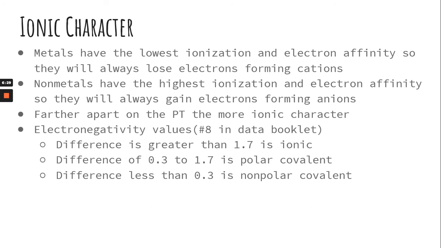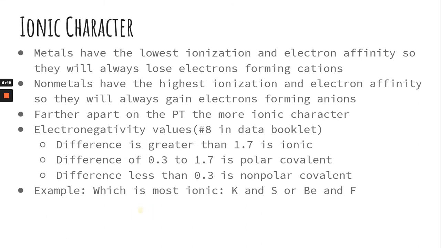So if the difference between electronegativity is greater than 1.7, it's ionic. If it's between 0.3 and 1.7, it's polar. And if it's less than 0.3, then it's nonpolar. Now these values are given to you in section 8 of your data booklet. So pull that out. And let's look at two examples: potassium and sulfur, beryllium and fluorine. So pause the lesson, calculate the difference, and see if you can figure out the type of bond.